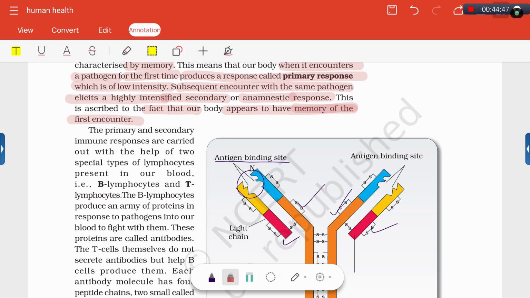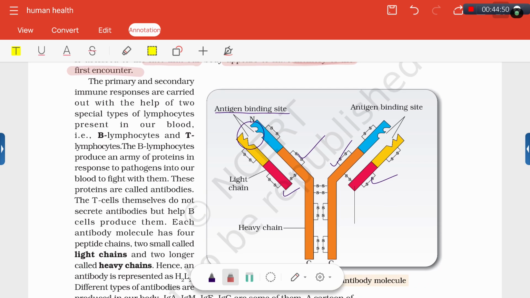Next, look here. The primary immune response and the secondary immune response are types of acquired immunity. They are carried out with the help of 2 special types of lymphocytes, the B lymphocytes and the T lymphocytes. The B cells produce an army of proteins in response to the pathogen in our blood to fight with them. These proteins are called antibodies.